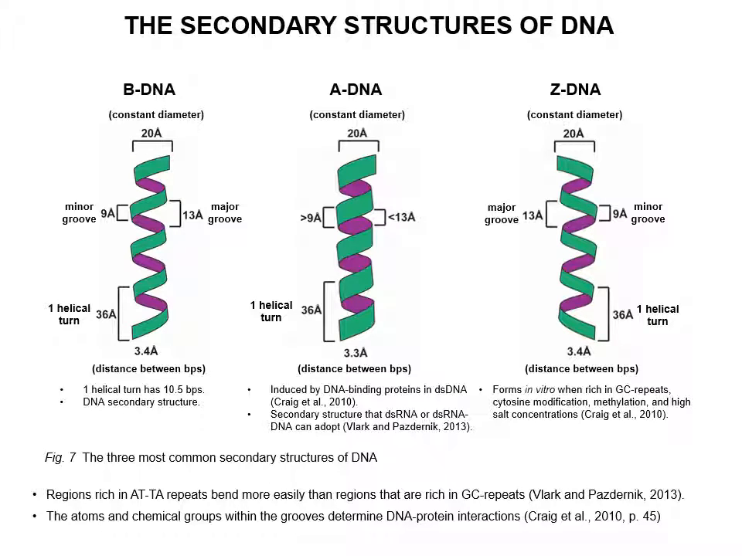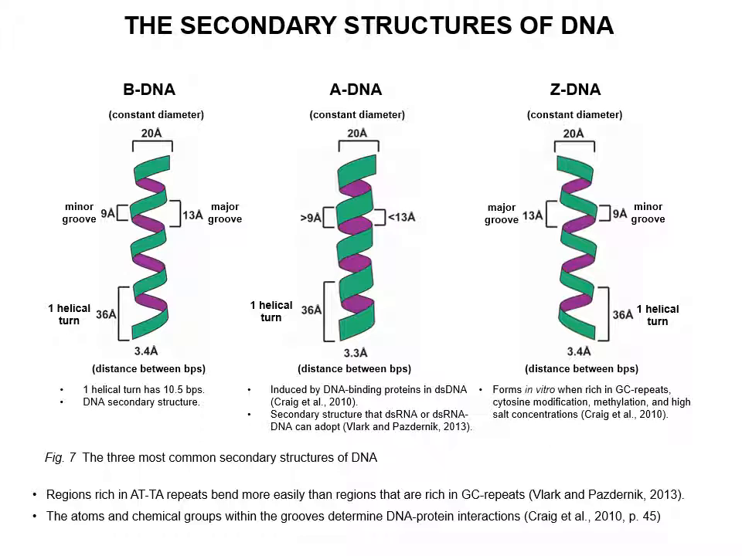DNA helices can adopt 3 types of secondary structures called the B helix, the A helix, and the Z helix. The most common of these is the B helix. All of the helices have a diameter of 20 angstroms. One helical turn has 10.5 base pairs and has a length of 36 angstroms. The minor groove in B DNA has a width of 9 angstroms, whereas the shallow major groove is 13 angstroms wide and is lined with atoms and chemical groups that participate in reactions.